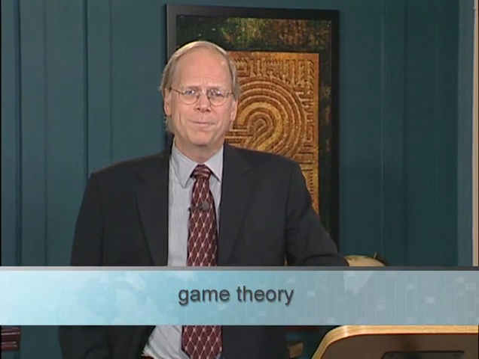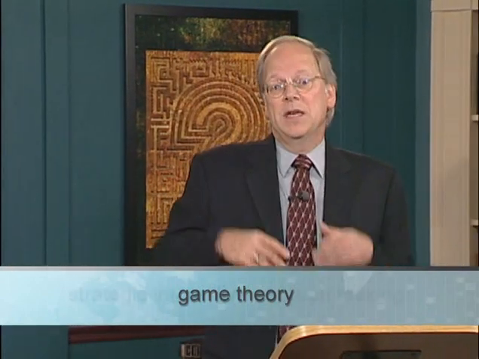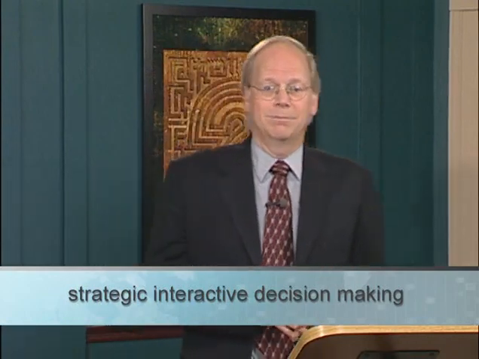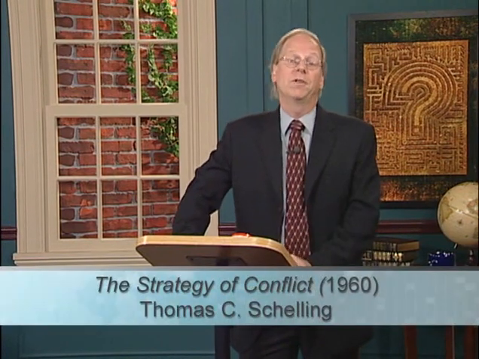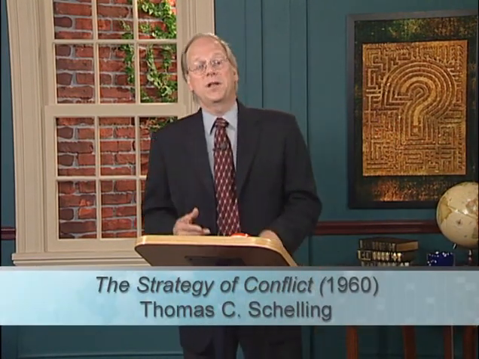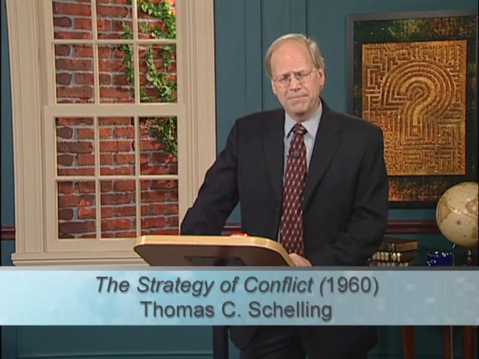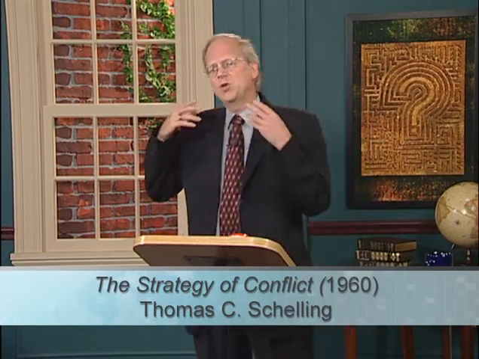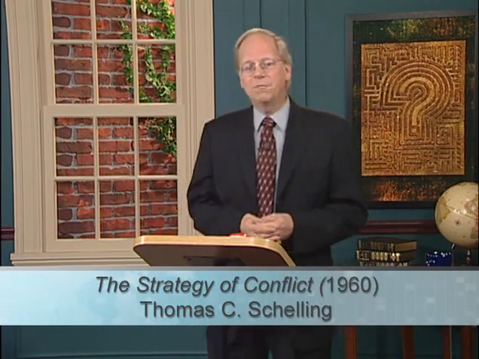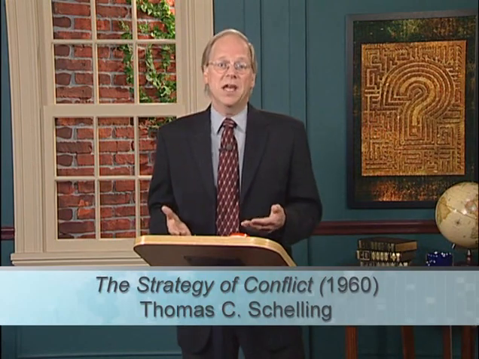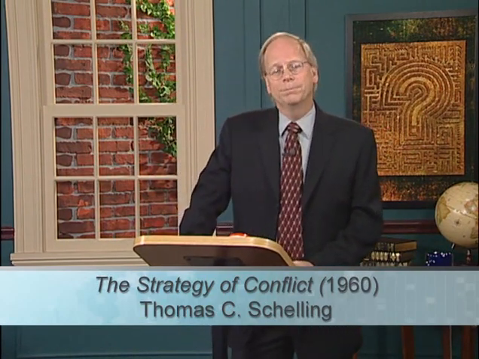In any case, the name game theory may be an unfortunate one. A more descriptive name would be strategic interactive decision making. Game theory sounds like child's play, and it's not. One of the landmark books in game theory was written in 1960 by Thomas Schelling, The Strategy of Conflict. Schelling later won the Nobel Prize in Economics for his work in game theory. In The Strategy of Conflict, Schelling was looking at issues such as nuclear disarmament, nuclear deterrence, resolution of international conflict, and a lot of issues that are as relevant today as they were in the 1960s during the Cold War.